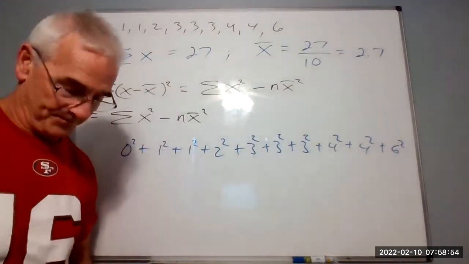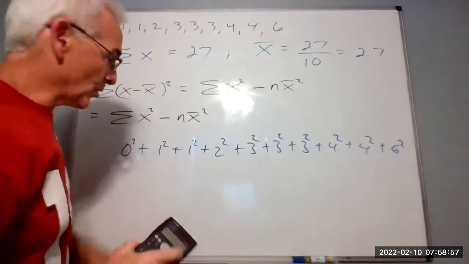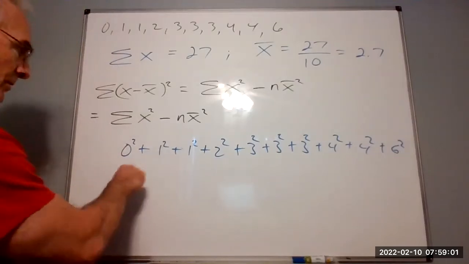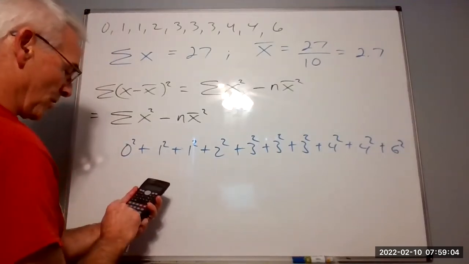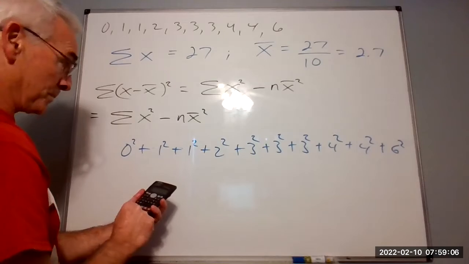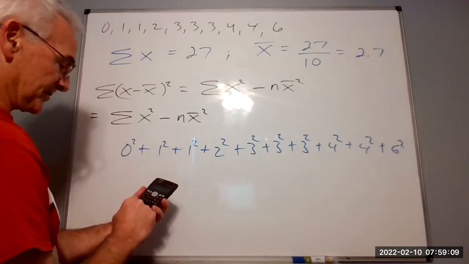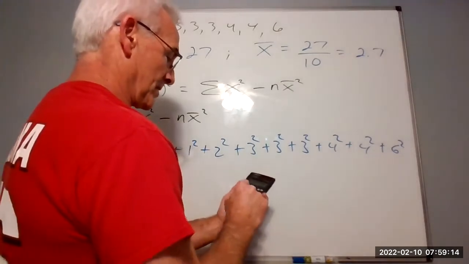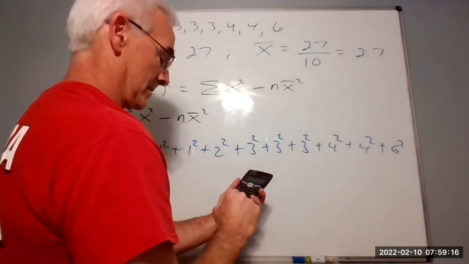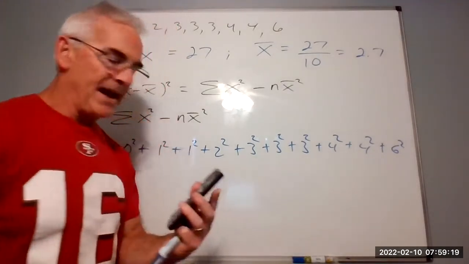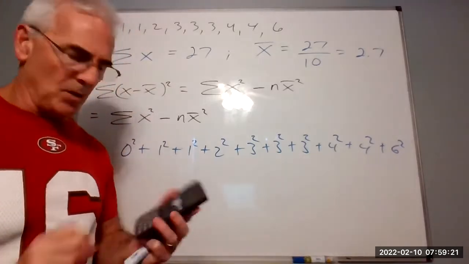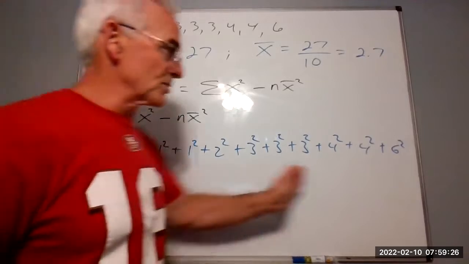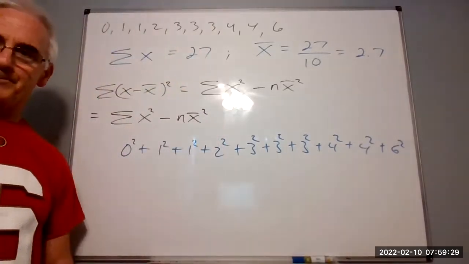So let's do this. Now I don't need parentheses, I just need to hit that X squared key. So 0 squared, obviously that's 0, and 1 squared is 1. So I got 1 squared plus 1 squared plus 2 squared plus 3 squared plus 3 squared plus 3 squared plus 4 squared plus 4 squared plus 6 squared. That should be a fairly fast calculation. Everyone do that and tell me what you get. When you add up all the squared scores, what number do you get?